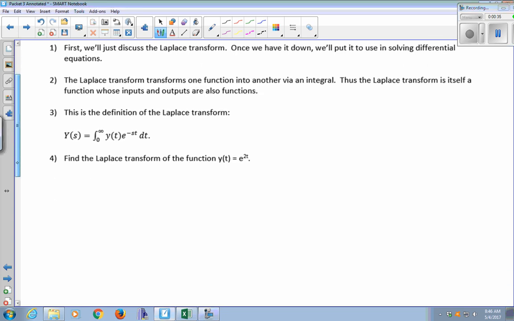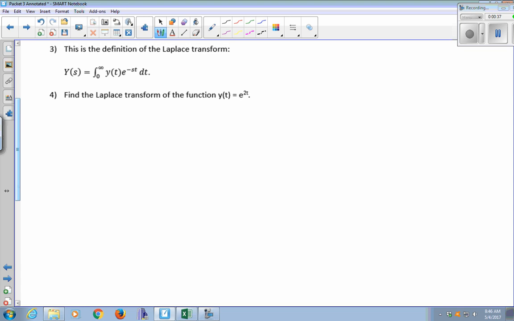So this is the definition of the Laplace transform. I should write this down. This is the Laplace transform of y of t. It's the integral from 0 to infinity of y of t, the function you're trying to transform, times e to the negative st dt.